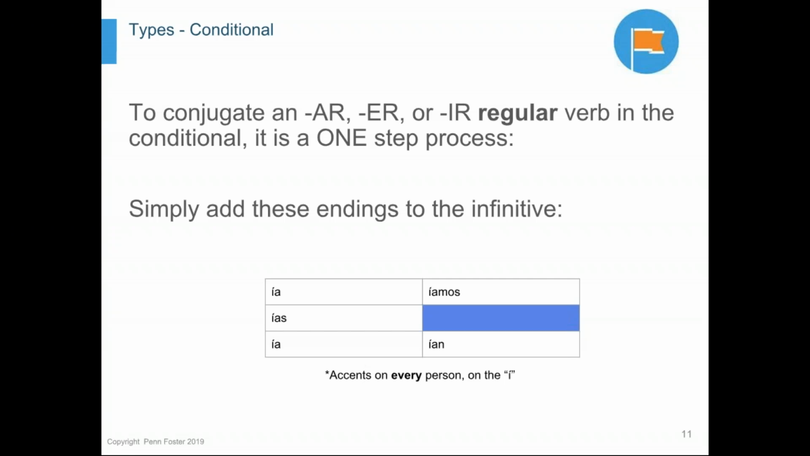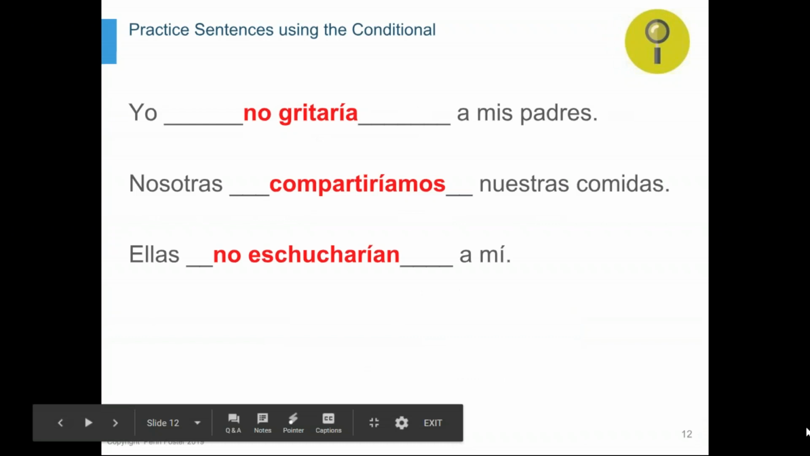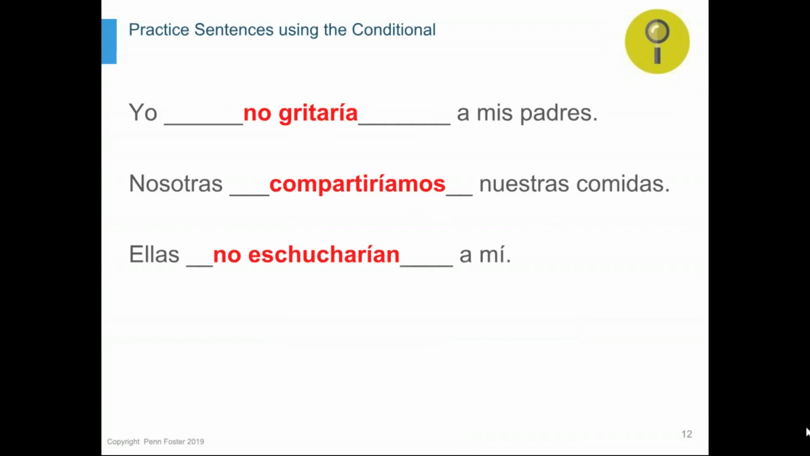So again, just to review future and conditional, the only two tenses that keep the infinitive ending and have a new ending attached to that infinitive. A little bit unusual, but they do share that in common. And here you see some examples of regular conditional tense conjugations.